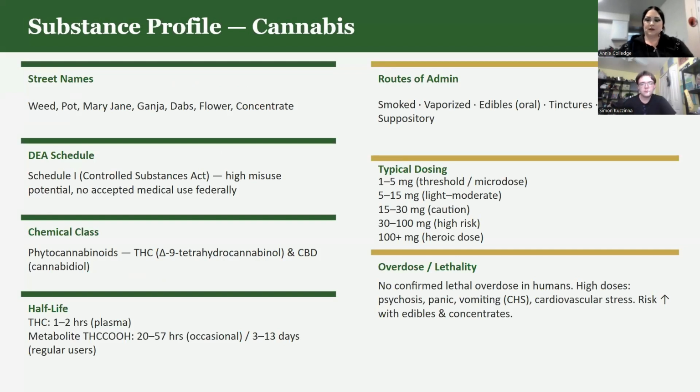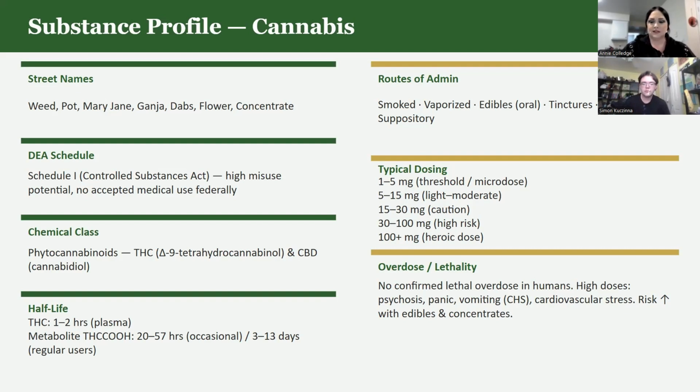So cannabis is one of the most commonly used illicit substances in the world. You might also know it by dozens of different street names: weed, pot, Mary Jane, marijuana, ganja. Federally, it remains a Schedule I controlled substance under the Controlled Substances Act. Because of this, it's classified as having high misuse potential, and it's not accepted for medical use, even though we know that's a complicated picture.